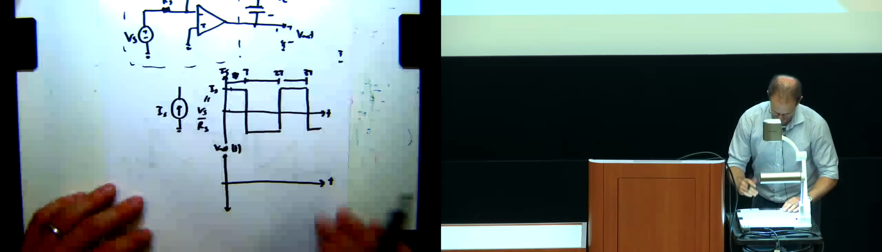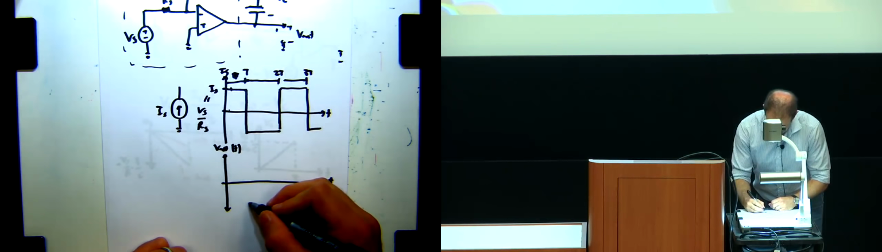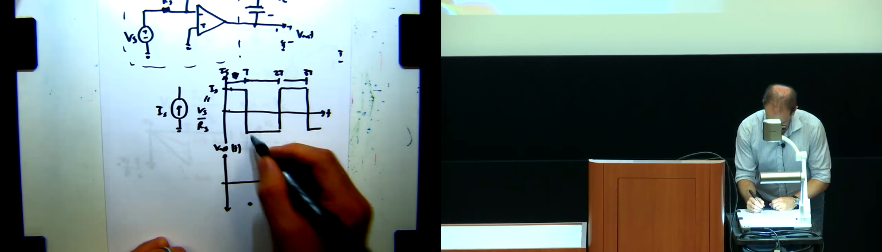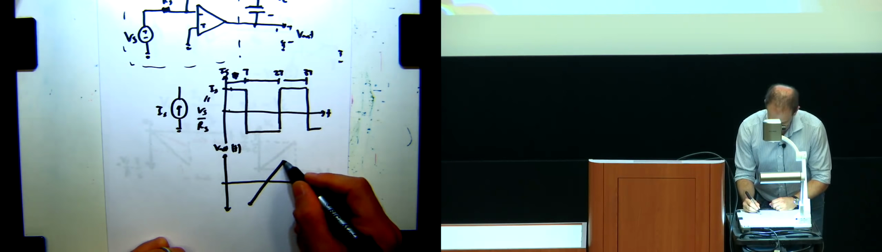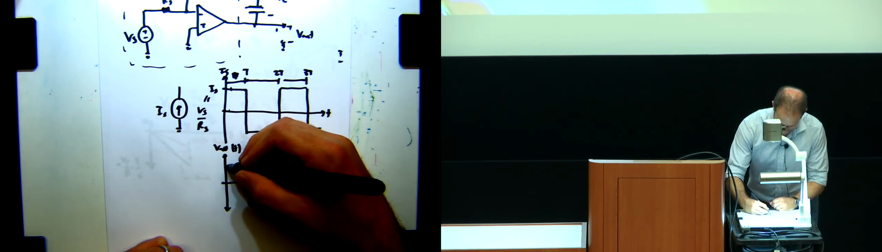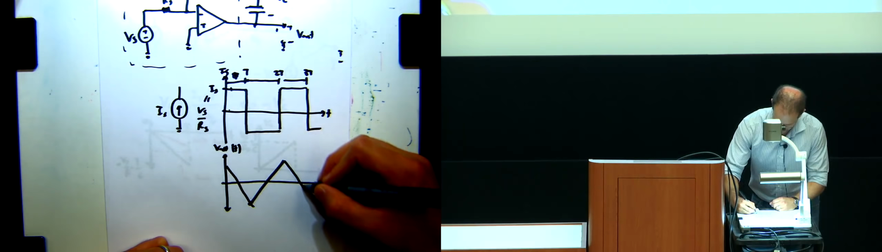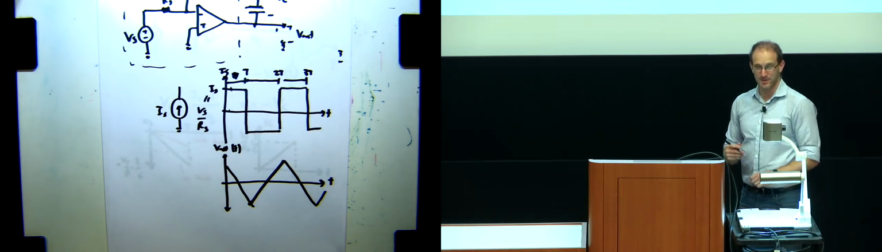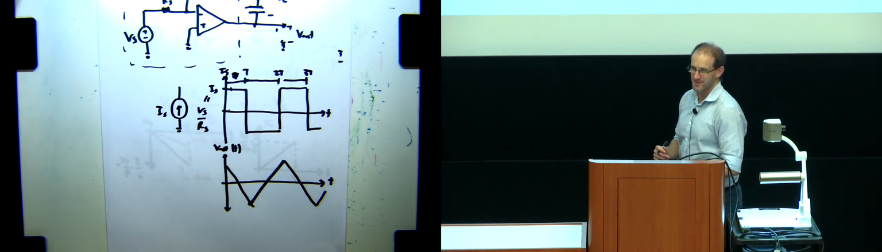So in other words, this would mean that when this one's negative, the slope on V out is positive, and vice versa. So that's what this waveform would look like.